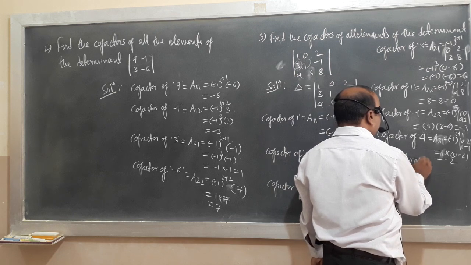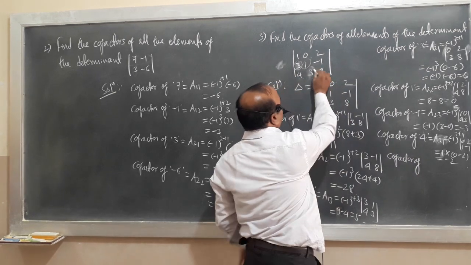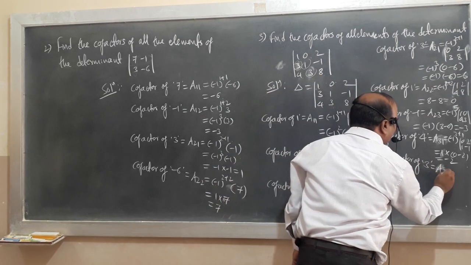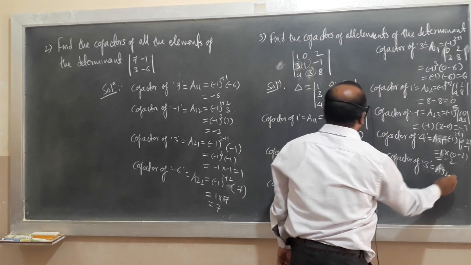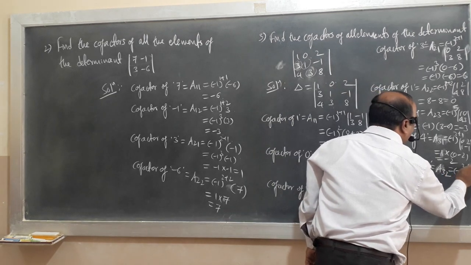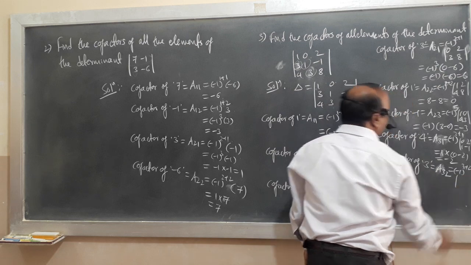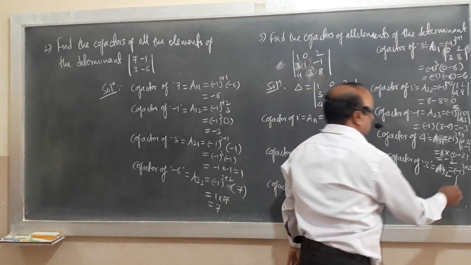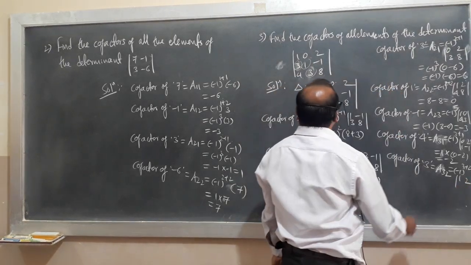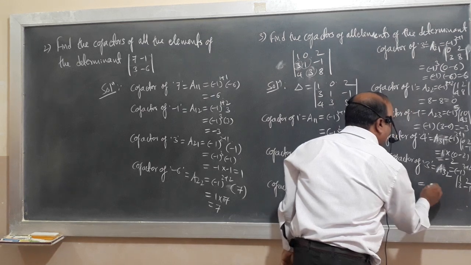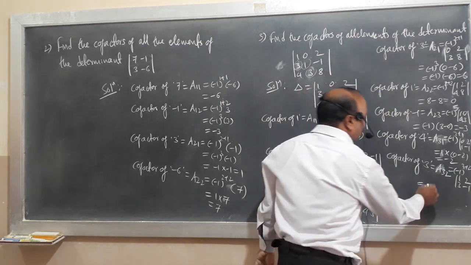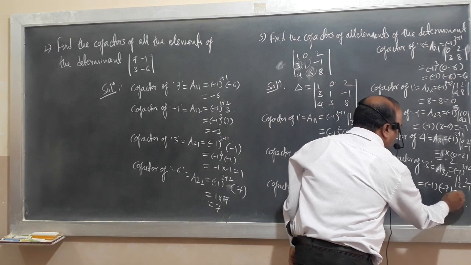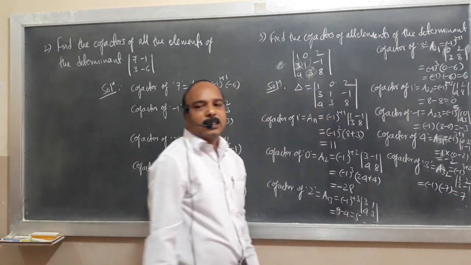Next, cofactor of element 3. It is given by a32. It is minus 1 power 3 plus 2 into minor. Minor of this element is 1 2, 3 minus 1. You write the determinant 1 2, 3 minus 1. So minus 1 power 5 is minus 1 into minus 1 minus 6, which is minus 7. It is equal to 7.